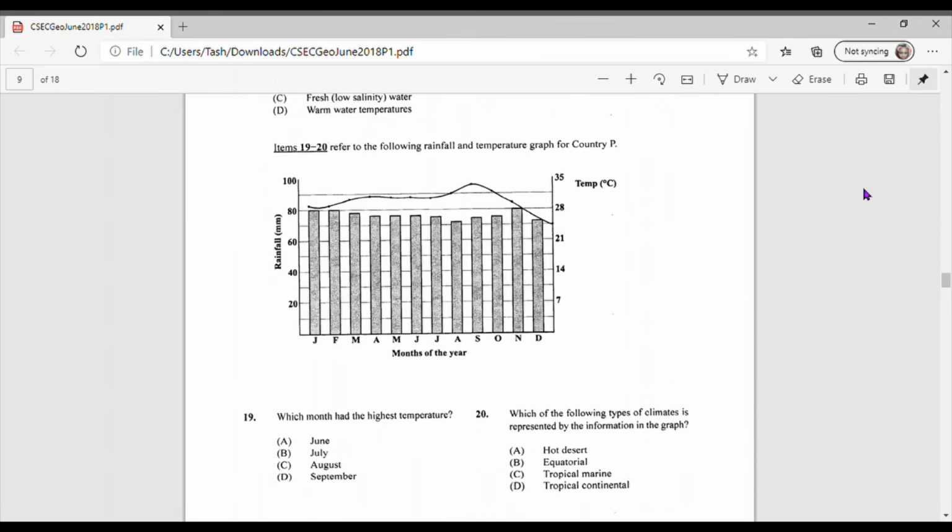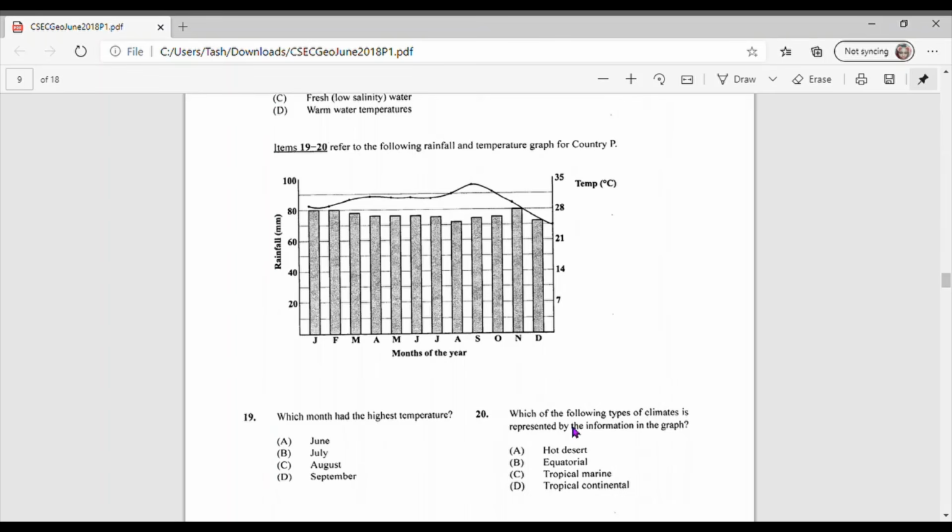Items 19 to 20 refer to the following rainfall and temperature graph for country P. Which month has the highest temperature? So you are basically looking to see which month has the highest temperature. Let's find temperature first of all. Temperature is here and the highest temperature is here, so this looks like September. So for 19, the answer would have been letter D, that is September.